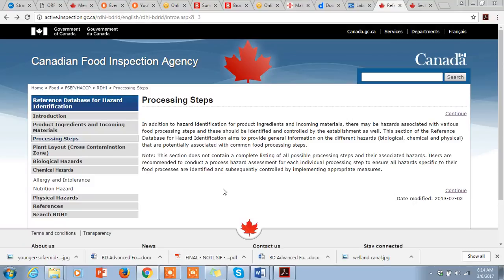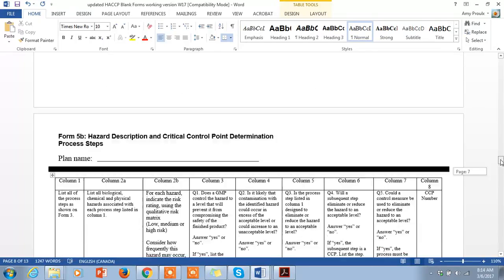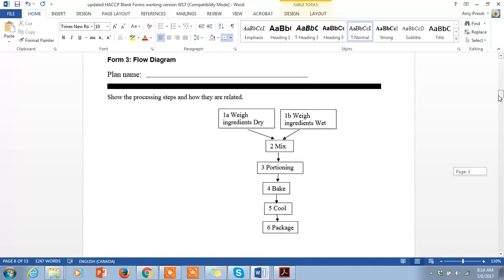Again, you would have been taught in that course that you go and do site-specific observation and identify hazards relevant to the environment that you're working in. So for example, if I am making my banana muffins and I've got my process flow here up on Form 3, I may have site-specific issues with the different steps that I'm doing.